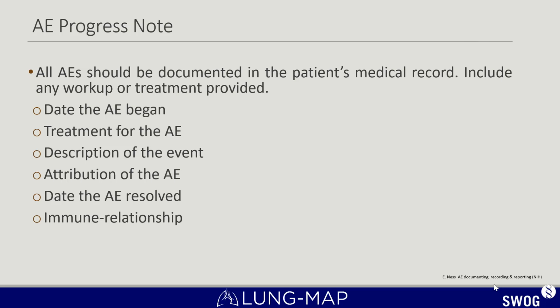So, in your progress note, you need to document that from the patient's medical record, and you want to document any workup or any treatment that's provided. So, date it began, treatment that you've provided, even if that means no treatment, if you're doing further testing, if you've dose reduced, if their study intervention was held, description of the event, and enough detail so that CTCAE terms and grades can be assigned, the attribution of the AE, and you may need to kind of tease that out if more than one therapy or drug is given, date the AE is resolved, and its immune relationship.